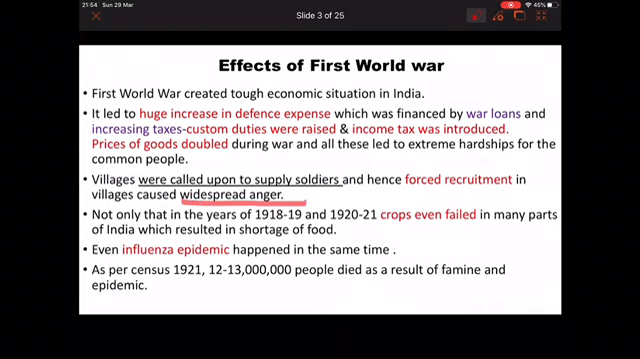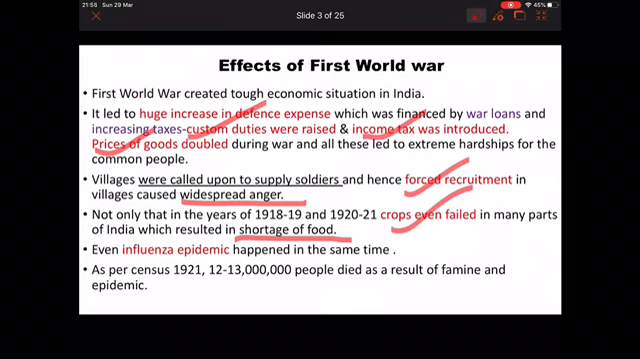Crops failed. I told you British did not pay too much attention to it. The moment you take too many men from the villages and put them into the army, of course the crops will be neglected. Growing crops will take a toll, and naturally the crops failed in many parts of India, which resulted in a shortage of food. So there are so many things which happened. The customs duties were raised. The income tax was introduced. The prices of goods got doubled. Forceful recruitment happened. The crops failed.